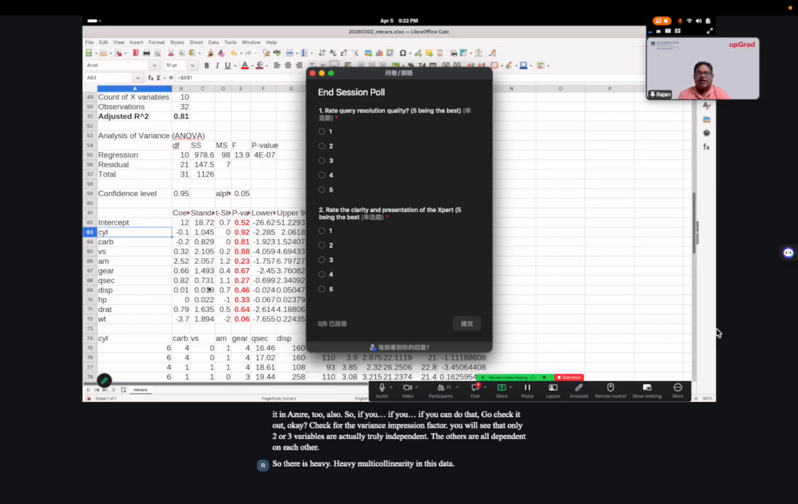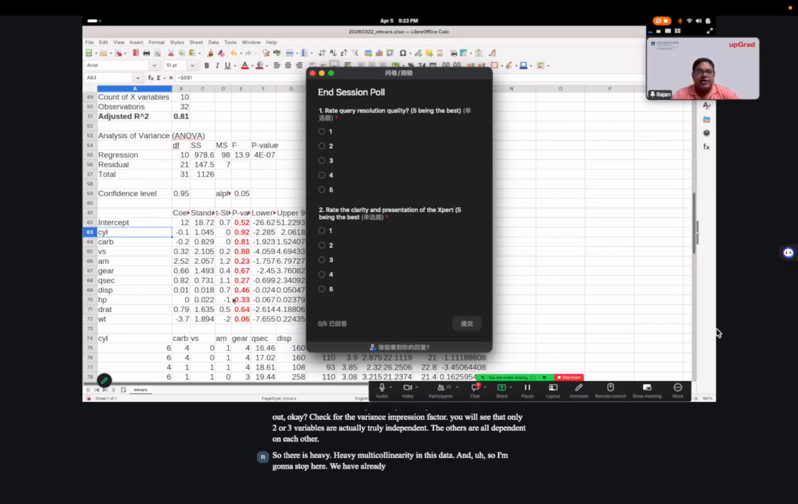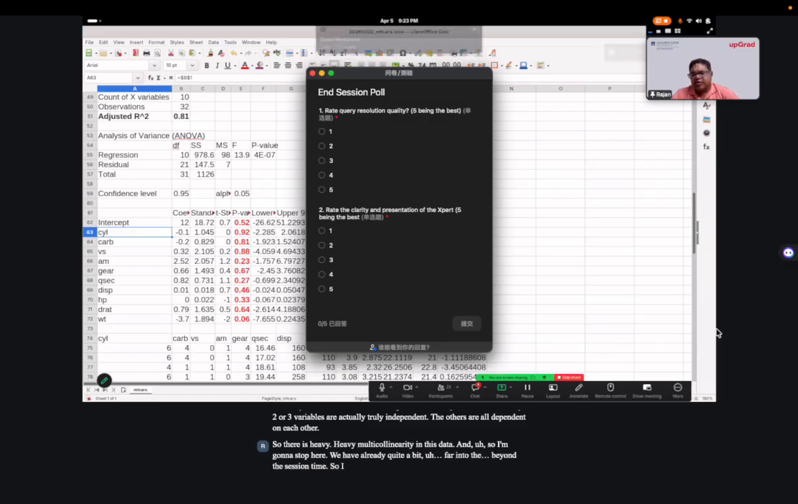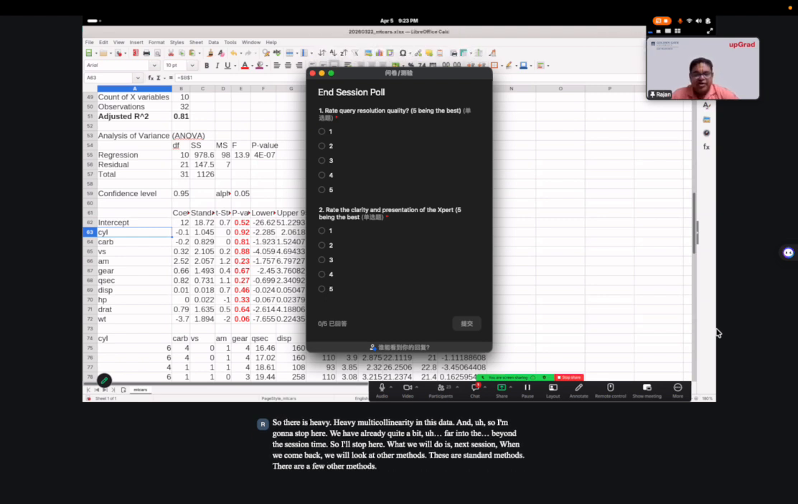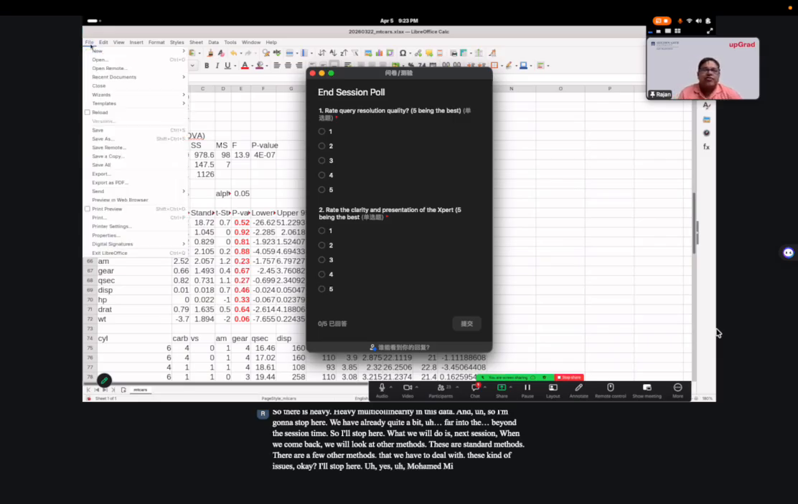Okay, and so I'm going to stop here. We are already quite a bit beyond the session time. What we will do next session, when we come back, is look at other methods. These are standard methods. There are a few other methods that we have to deal with these kinds of issues. Okay, I'll stop here. Yes, Mohammed Niaz, please go ahead and ask your question.